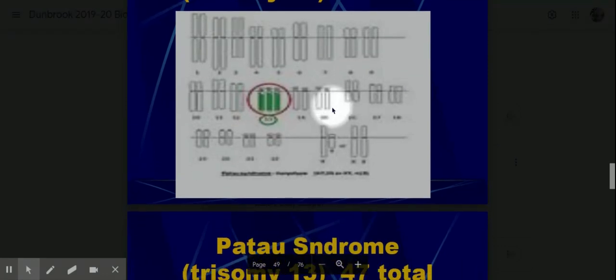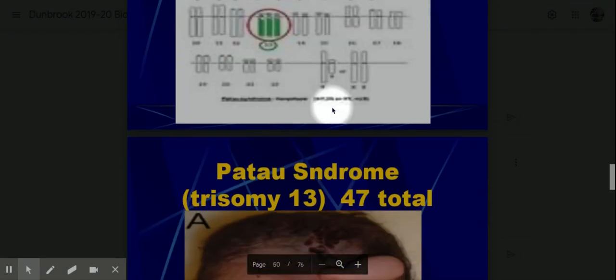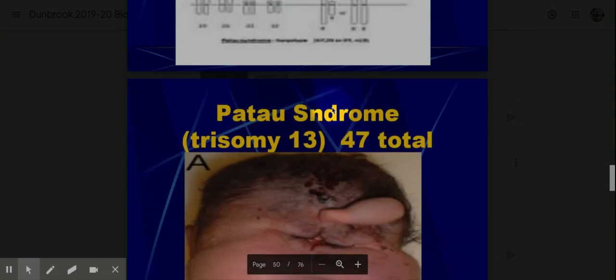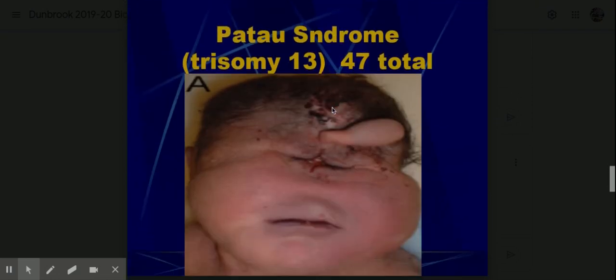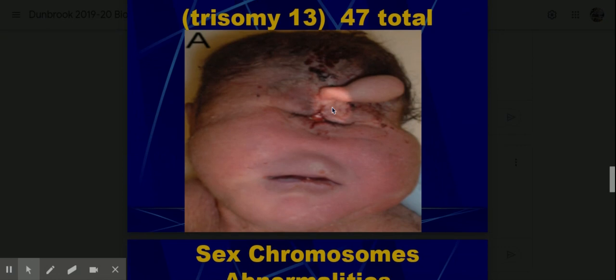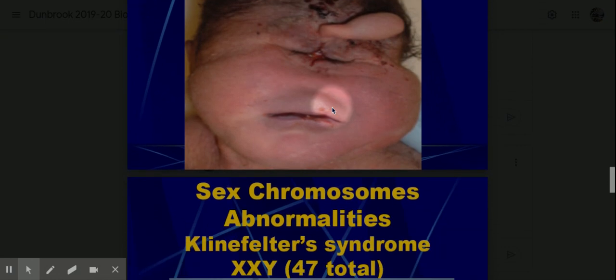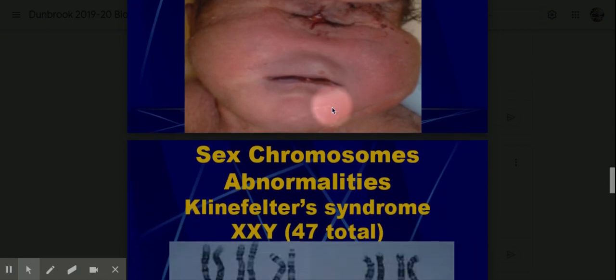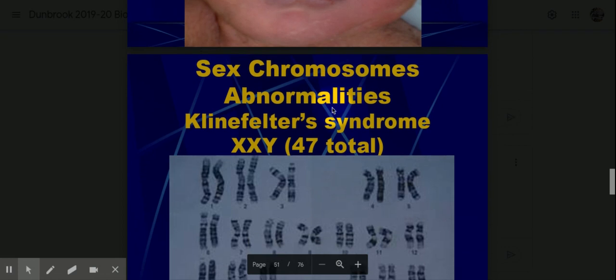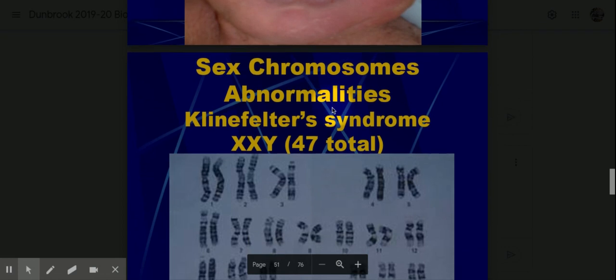Don't forget, we could also have monosomies where we're missing chromosomes. This is a typical Patau syndrome baby. I know that that's disturbing, but you can see it's a different set of symptoms than a trisomy 21 or Down syndrome kid would have. So it depends on what chromosome has the error that will determine your symptoms, okay?